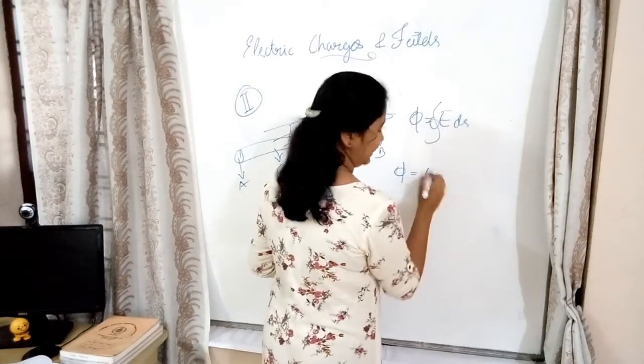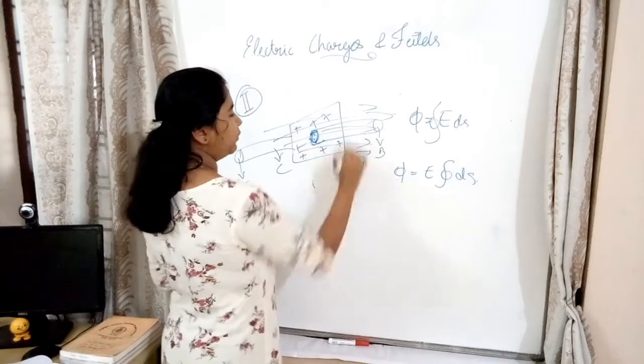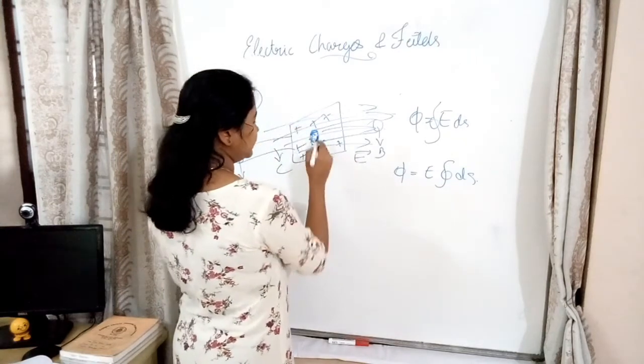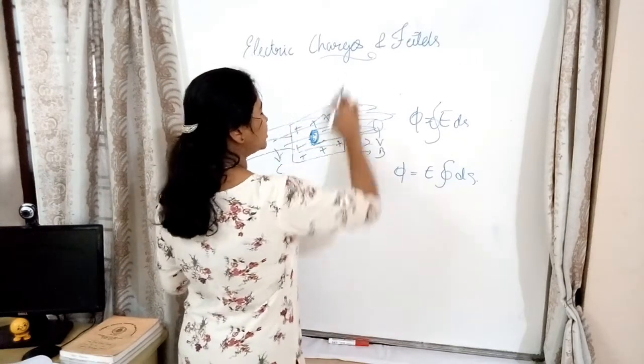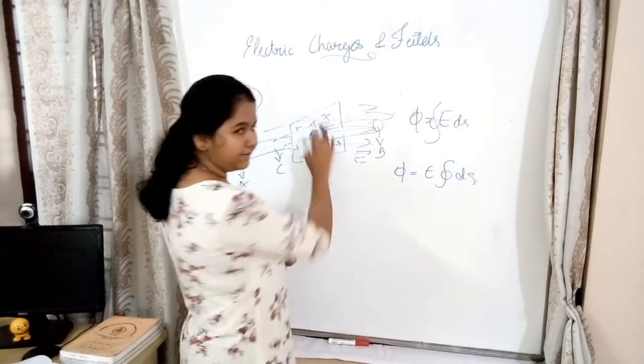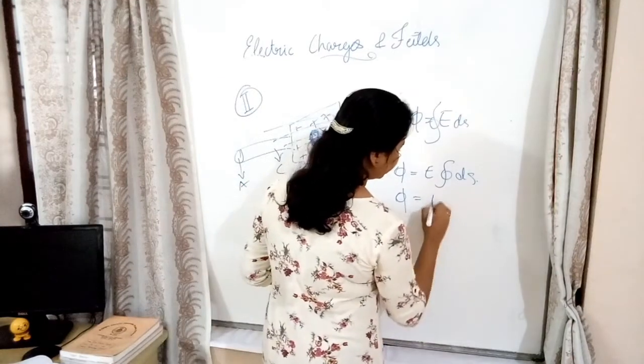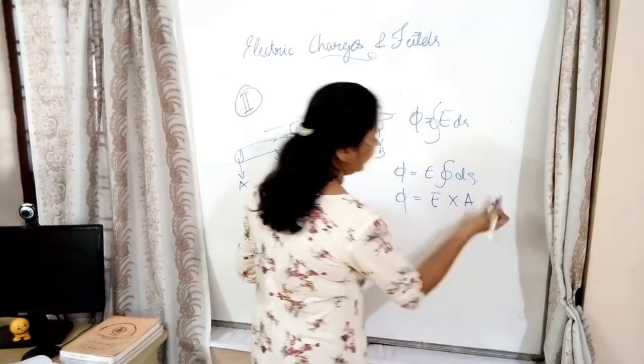Phi is equal to E, a constant, integral dS. So what is the A? This is a small area. So what would be the total area for this surface? The total area would be A. Okay, so phi is equal to E into A.